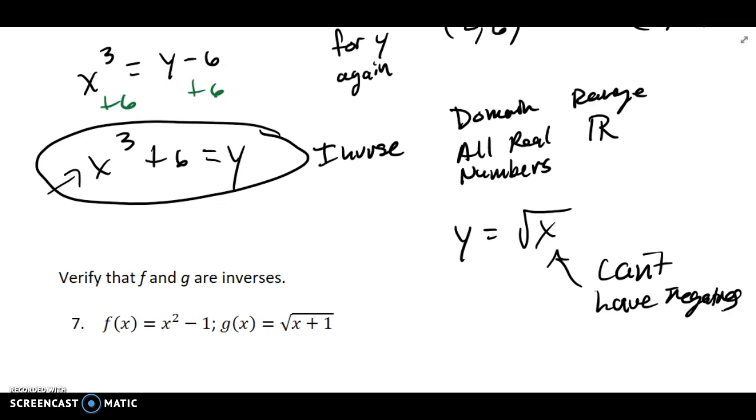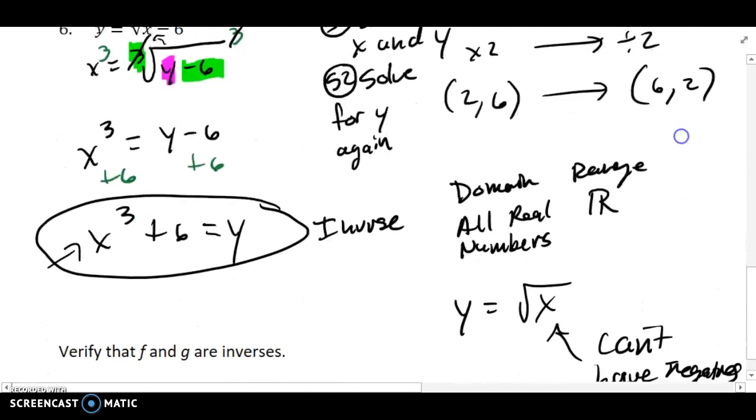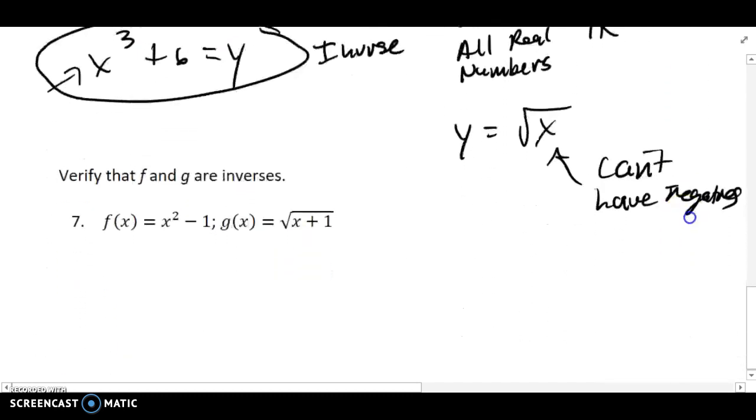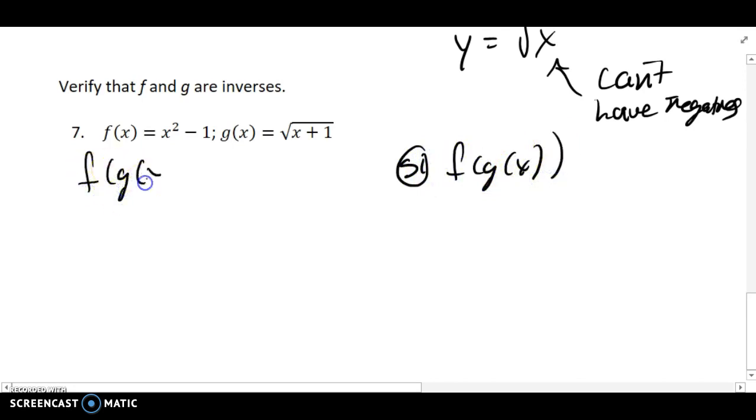Okay. So that's the synopsis of inverses, and you're going to get a lot of these in math. So hopefully you understand that. So now we need to verify inverses. Now remember, inverses cause everything to cancel. So in order to do this, step 1 is you need to do f of g of x. Okay? So we're going to do f of g of x.